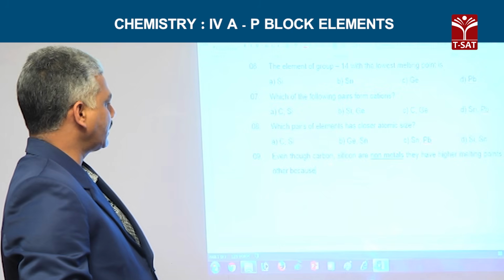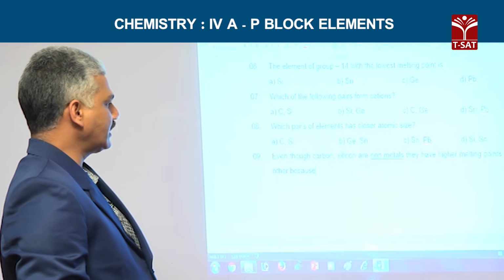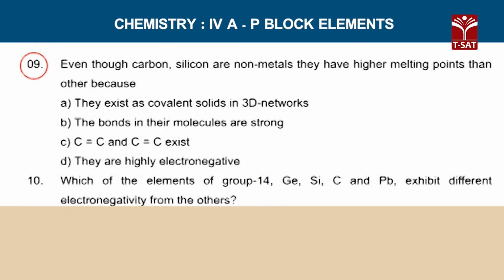Ninth question, even though carbon, silicon are nonmetals, they have higher melting points than others because, given options are they exist as covalent solids in 3D networks, the bonds in their molecules are strong, carbon-carbon double bond and carbon-carbon. Correct option is A. They exist as covalent solids in 3D networks. In giant polymeric structures, the melting points and boiling points will be comparatively higher than others.